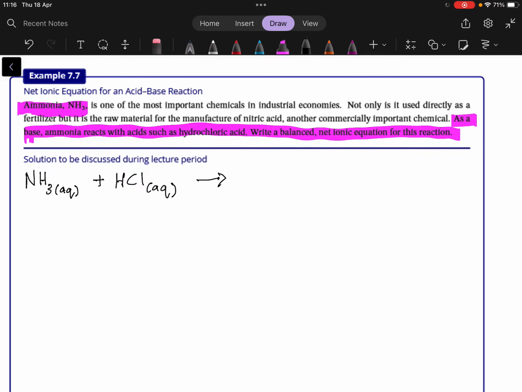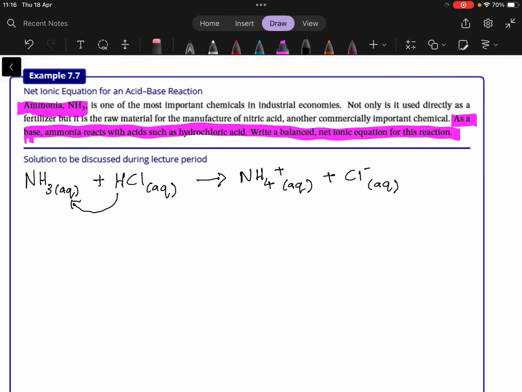And this is going to give us what? So what does an acid do with a base? Well, it's going to protonate it. So we have proton transfer to that, and then we have NH4+ aqueous plus Cl- aqueous. So that's just our initial investigation of the situation.